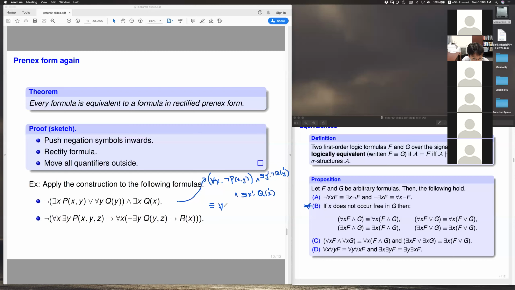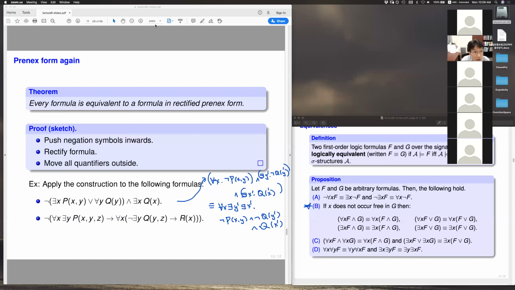So if you take all the quantification outside, while making sure that you are not changing the order between existential and universal quantification. In this case, essentially the quantifiers are not nested at all. So if you take all of them outside in any order, you have for all x, exists y prime, exists x prime, negation of P(x,y), and Q(y prime), and then Q(x prime). So this is the rectified Prenex form that we can obtain by the algorithm inside the proof of this theorem.